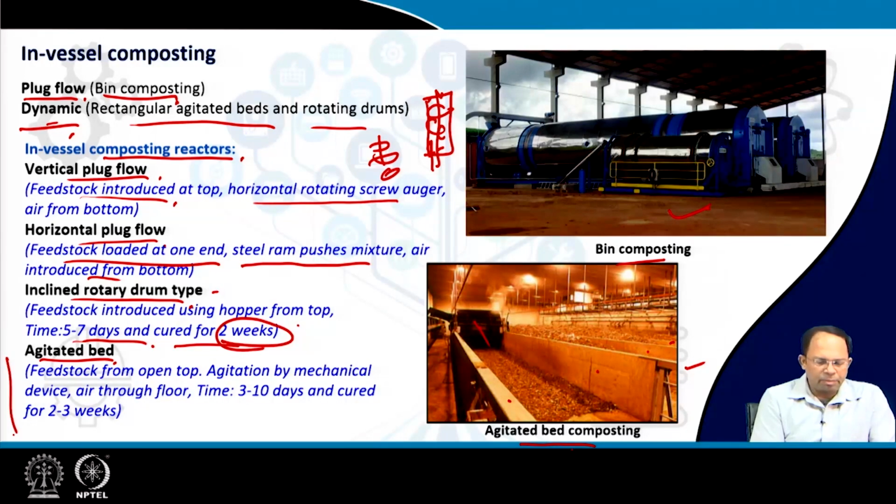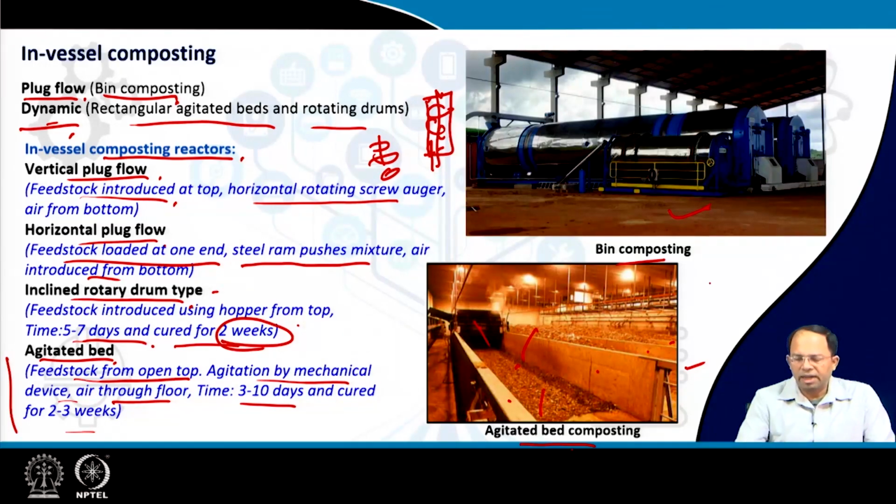Finally, we have the agitated bed, where feedstock is given open from the top and agitated by a mechanical device. Air comes through the floor. It takes around 3 to 10 days and is cured for 2 to 3 weeks. So these are the different kinds of in-vehicle composting systems that we can utilize.